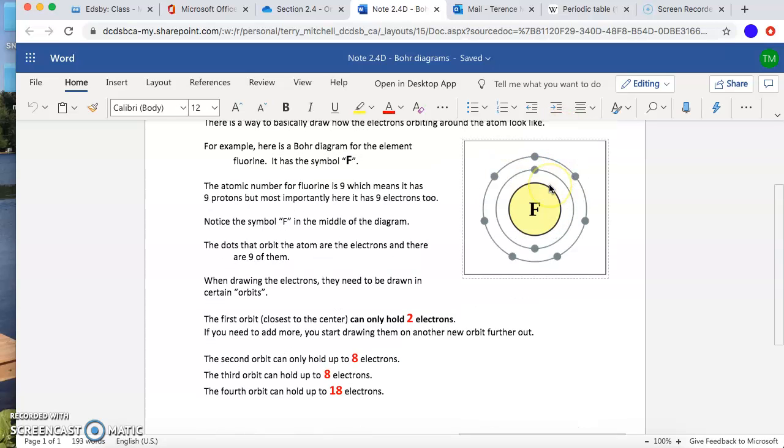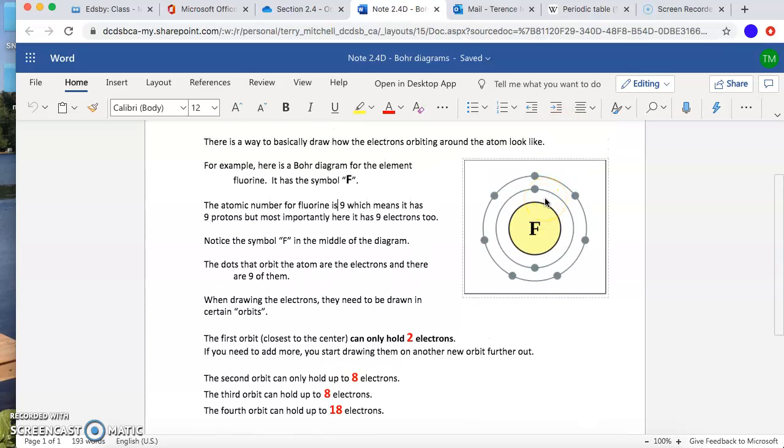So for fluorine, we know it has 9 electrons. So 2 in the first orbit. And that would mean 1, 2, 3, 4, 5, 6, 7 more in the second orbit. 2 and 7 equals 9. That's all of them.